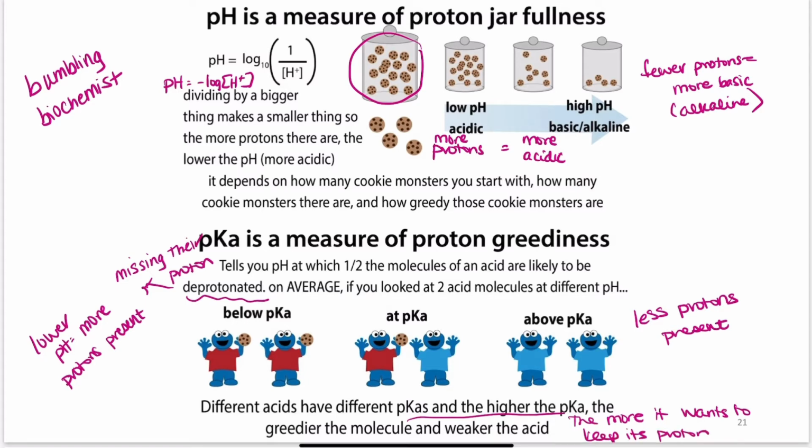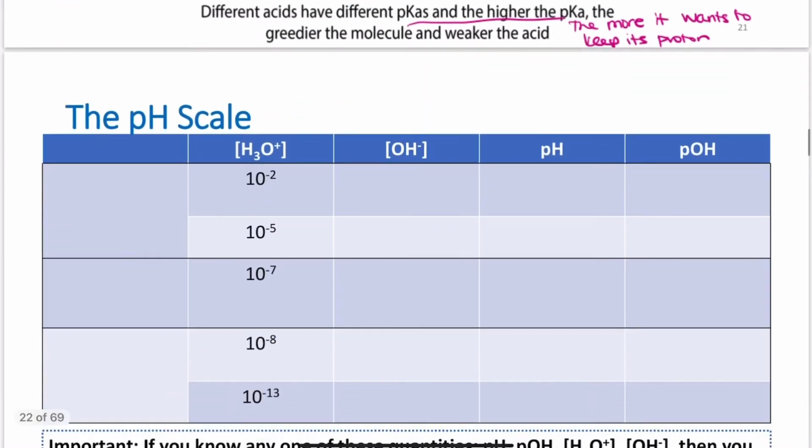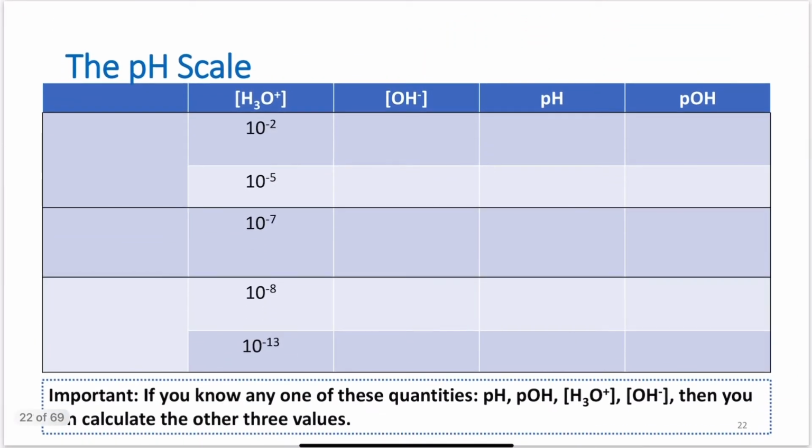And the weaker the acid, because weaker acids want to keep their protons. So let's do some calculations here. If we're told that we have the H3O plus concentration as follows, what is the OH minus concentration, the pH, and the pOH of each system? Important to know that if you know one quantity, then you can calculate the other three values.